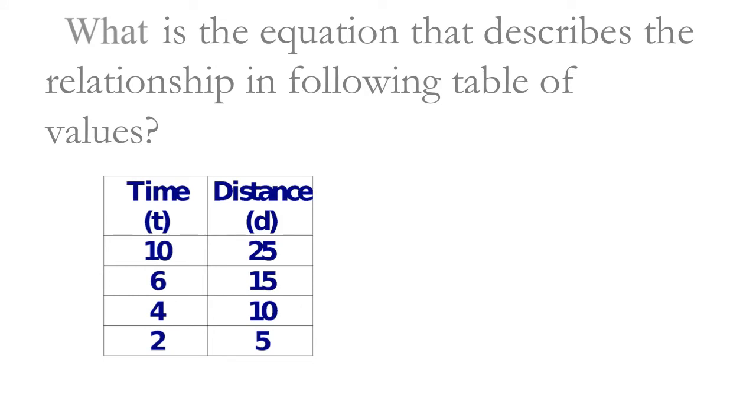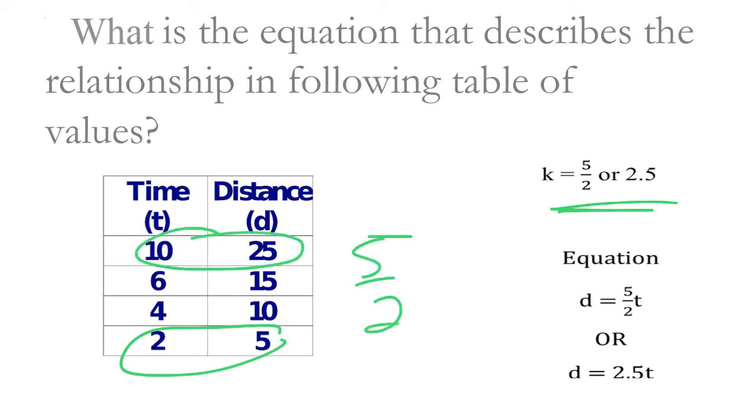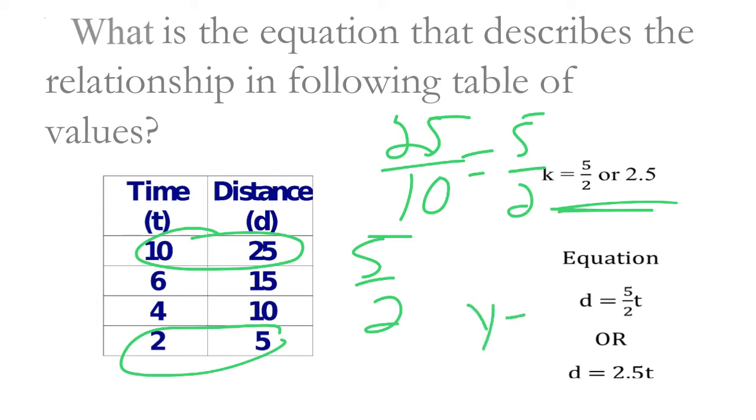What is the equation that describes the relationship in the following table of values? Well, if we find k first, we would find k to be 2.5, or 5 over 2. I can get that by taking any set, such as this. That gives us 5 over 2. Or this set over here, 25 divided by 10, and that gives us 5 over 2. And then we just plug it into our equation, y equals kx, except I substitute the variables, and I get d equals 5 over 2 t, or d equals 2.5t.